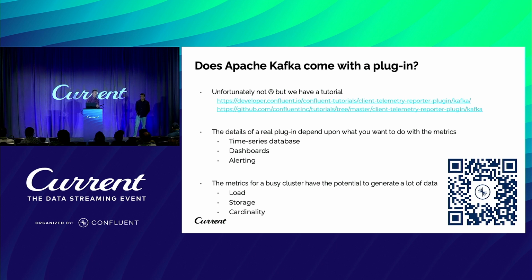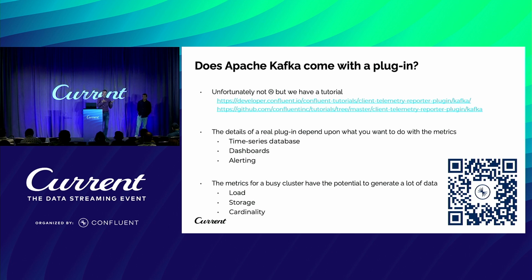Cool. Now you're going to notice the tricky part of this: does Apache Kafka come with a plugin? No, it doesn't. And the reason it doesn't come with a plugin is, well, you need a metrics backend, and everyone uses a different backend, and we can't put a dependency from Apache Kafka onto another project, which we don't know whether people use or not. It doesn't make sense to do that.